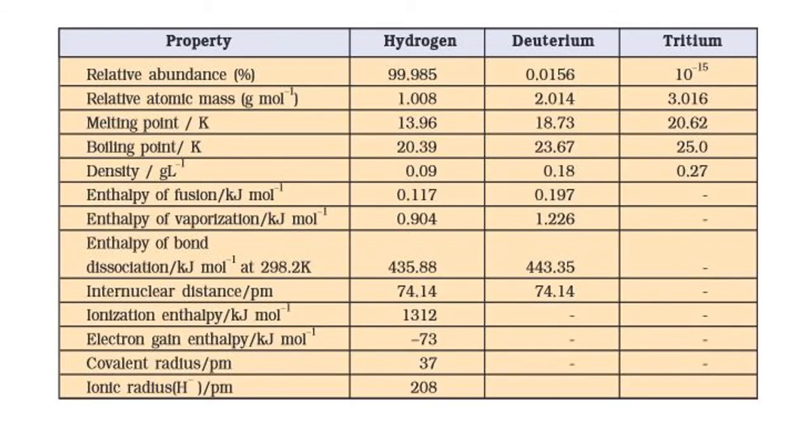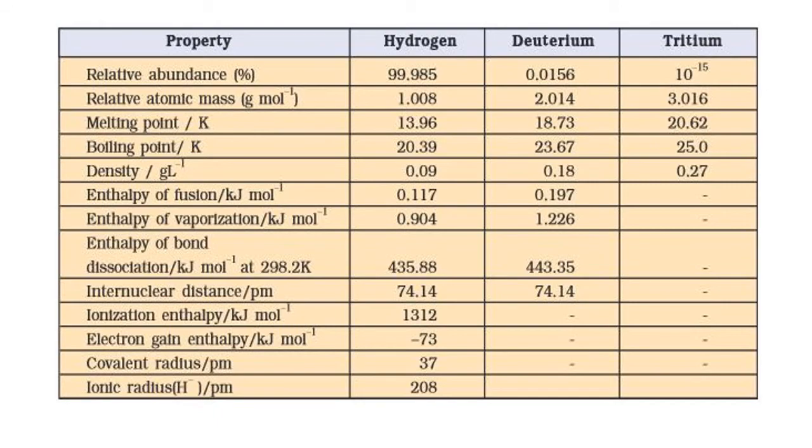Please compare, this is a chart. You can compare the properties of hydrogen, deuterium, and tritium. Only one point we have to highlight here, the occurrence. Hydrogen, protium, occurs 99.985%, very close to 100%. Tritium is 10 to the power minus 15 percent, which is a very meager amount. Therefore we see it as a trace.